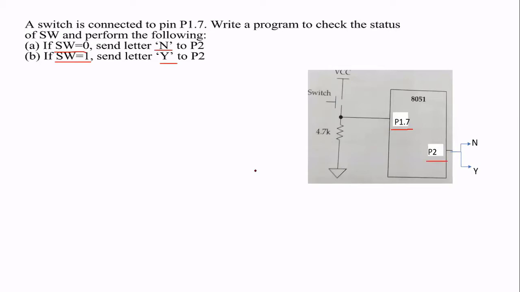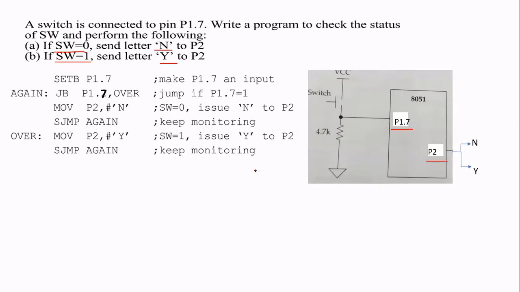Understand the requirement of the program first, right? So we'll see how to write the program. Let us make P1.7 as 1, because for any port pin, if it has to work as an input port, it should be high initially, right? So the value of the P1.7 bit is made 1 in order to make that pin an input port.